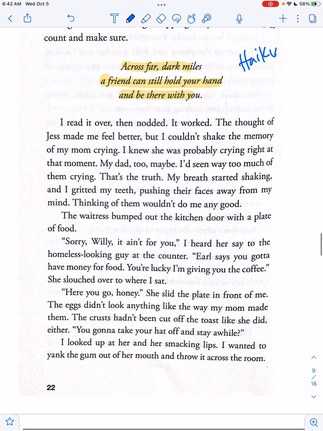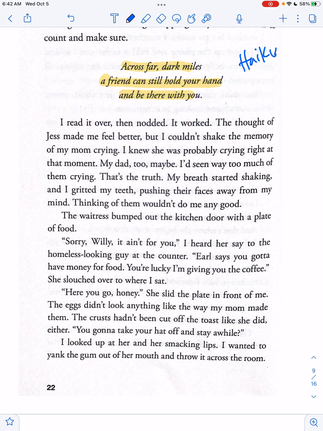I read it over, then nodded. It worked. The thought of Jess made me feel better, but I couldn't shake the memory of my mom crying. I knew she was probably crying right at that moment. My dad, too. Maybe. I'd seen way too much of them crying. That's the truth. My breath started shaking, and I gritted my teeth, pushing their faces away from my mind. Thinking of them wouldn't do me any good.